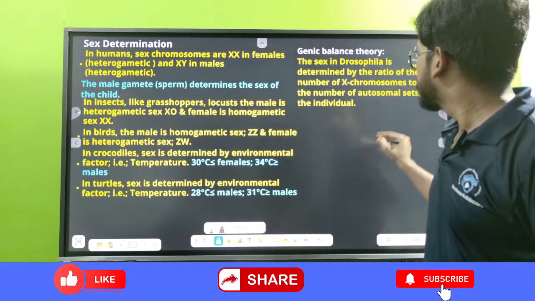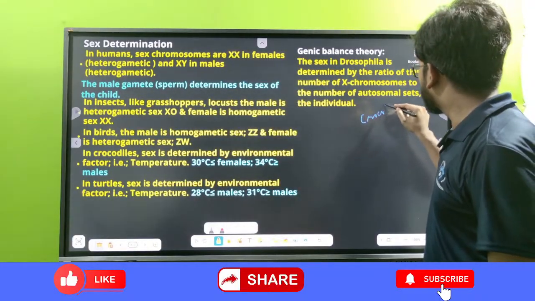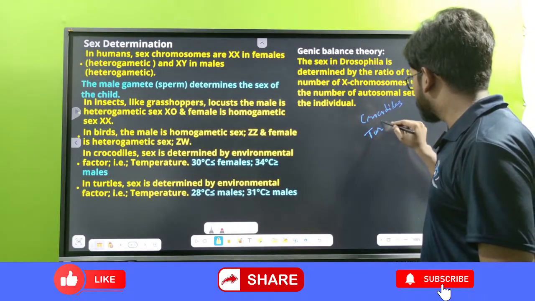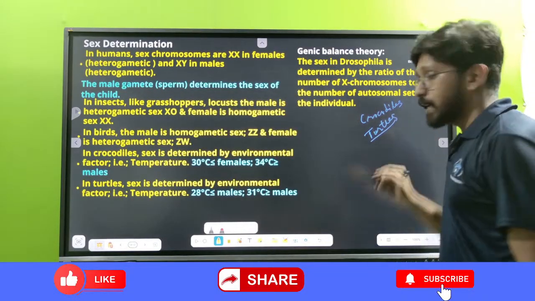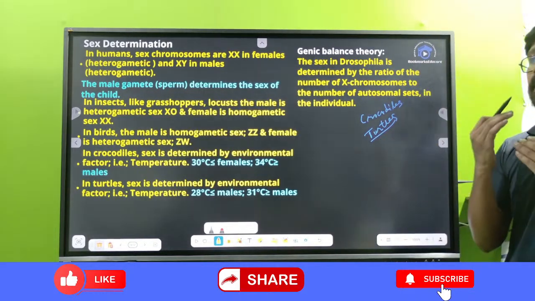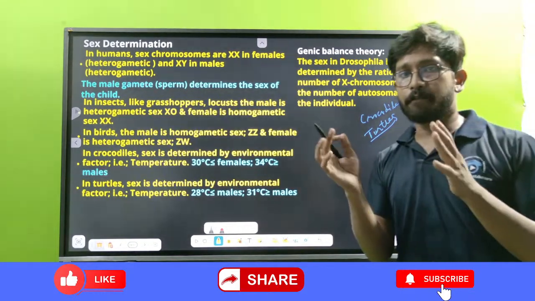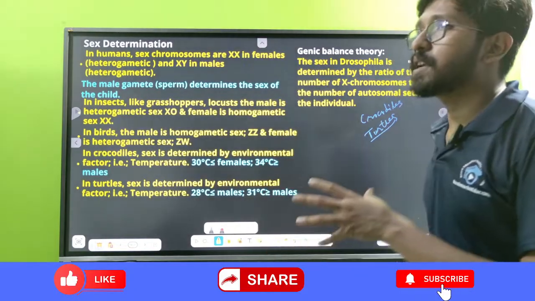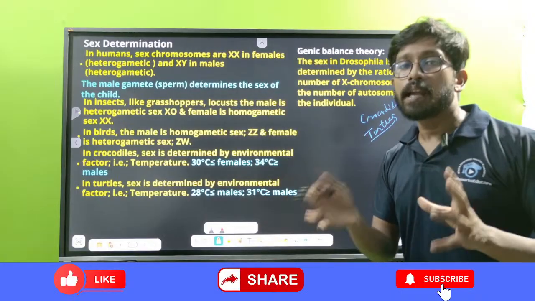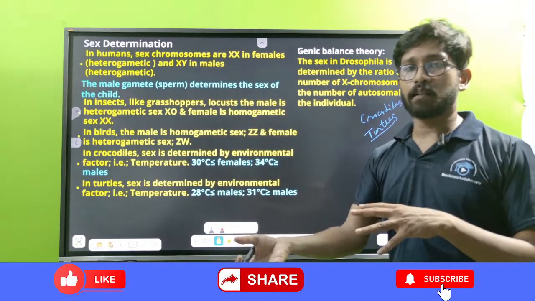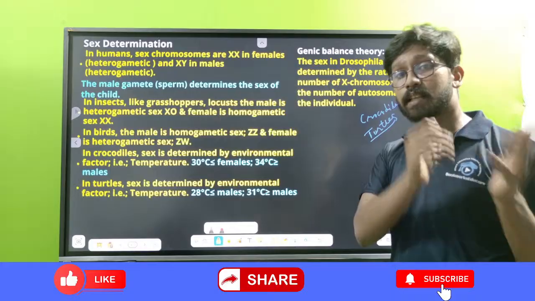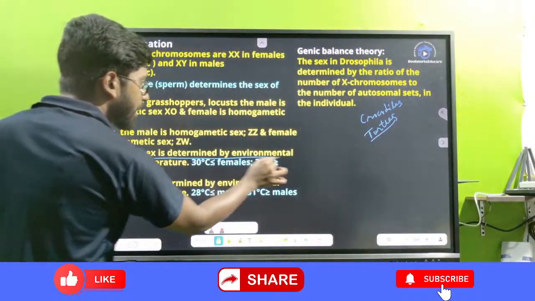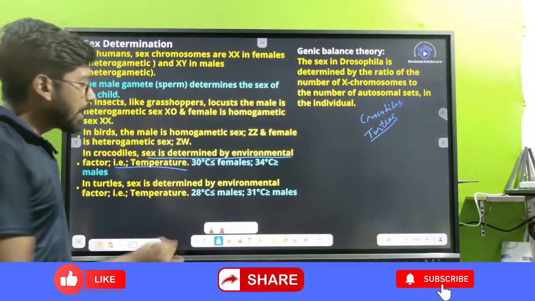In reptiles, mostly crocodiles and then turtles, these reptiles live in an amphibious nature. They have access to both water and ground. So their sex determination evolved with time into a much more environment-based development rather than genetics-based development. In crocodiles, sex is determined by environmental temperature.